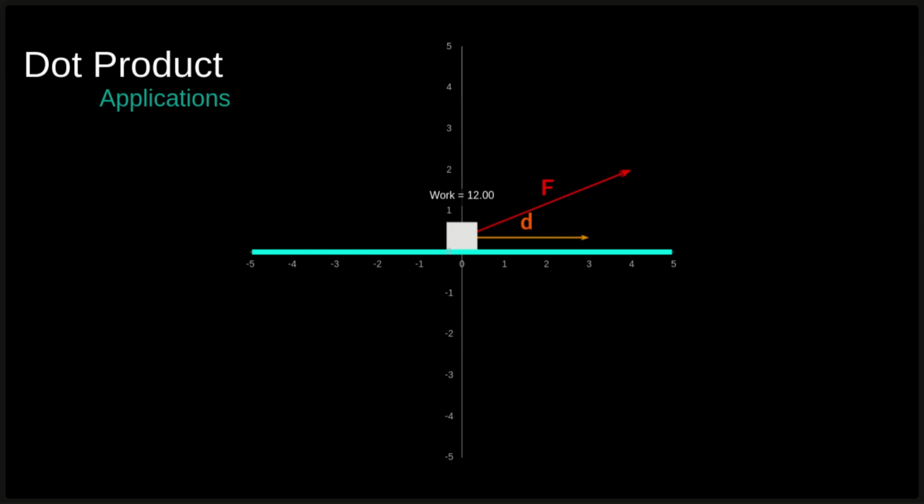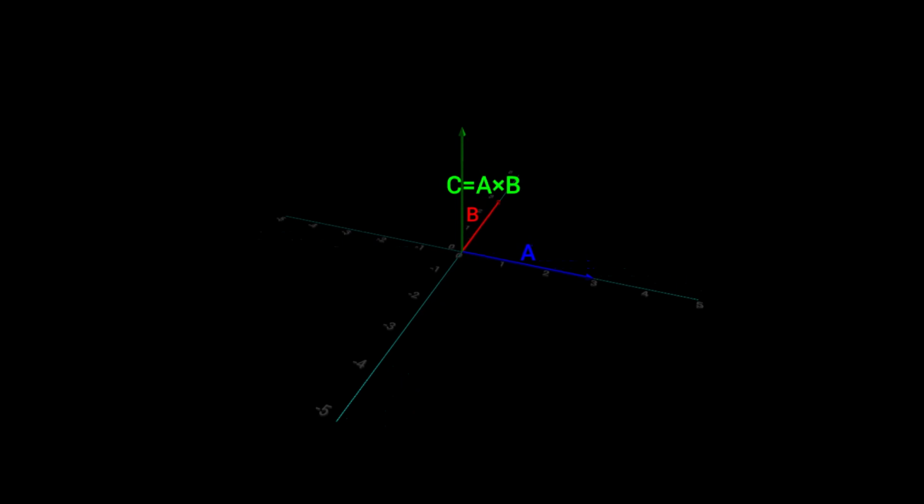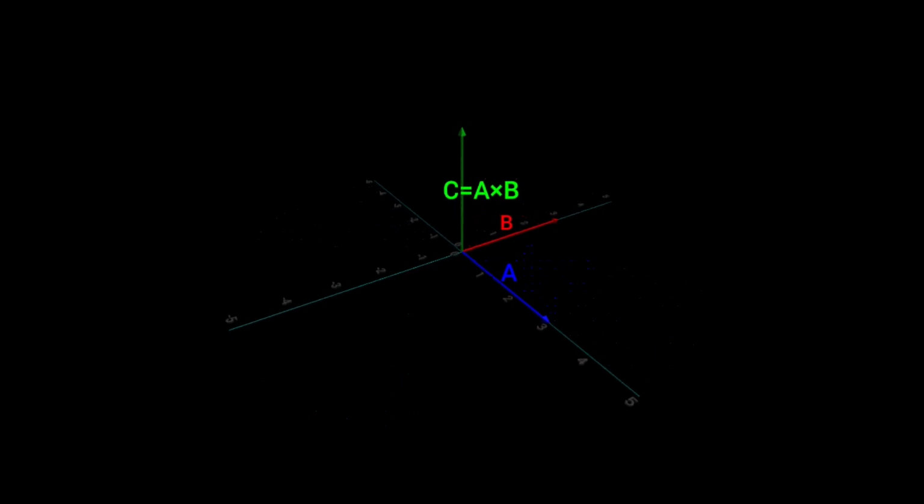Now let's jump into the cross product. The cross product gives us a new vector that is perpendicular to both of the original vectors. We have a vector A in blue pointing to the right, a vector B in red pointing straight up. When we take the cross product of vectors A and B, we get a new vector shown in green that points perpendicular to both, pointing in the Z direction. This is how we calculate directions in three-dimensional space.